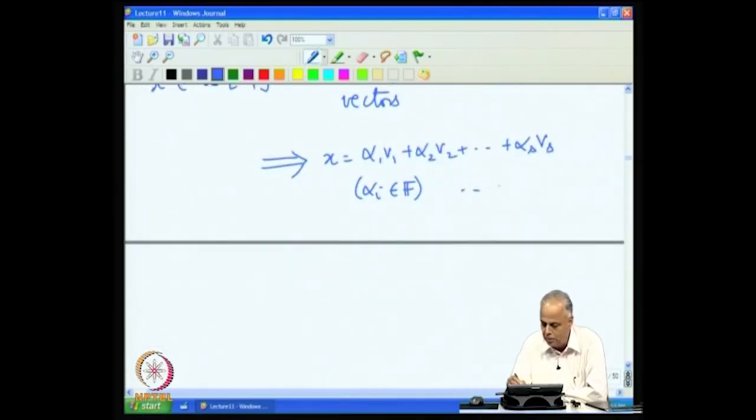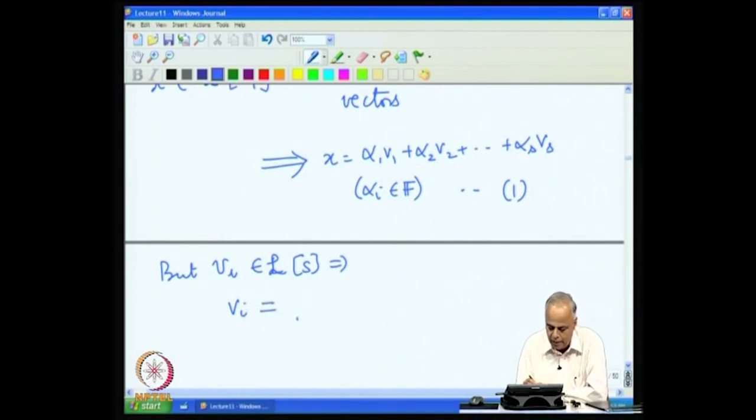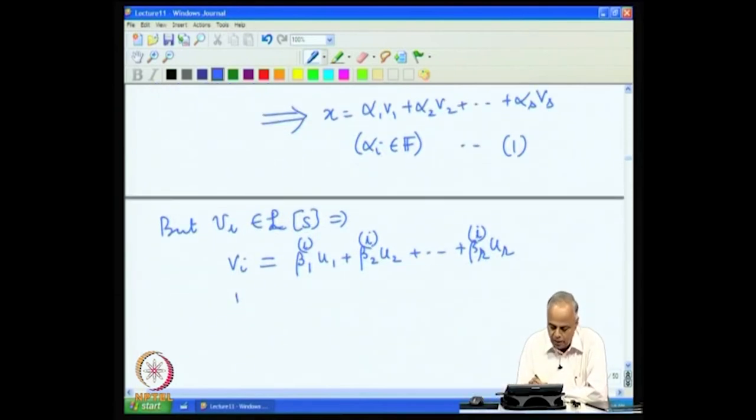So, let us keep this as equation 1, but Vi belongs to LS implies Vi must be a linear combination. How do we write it? Beta 1 u1 plus beta 2 u2 plus up to beta r ur. The S vectors are u1, u2, up to ur, and Vi must be a linear combination of these. Since we are talking of the ith vector, we will put a superscript here to say that that is the coefficient of the ith vector. And we can do this for every one of the i's from 1 to s, because there are s.